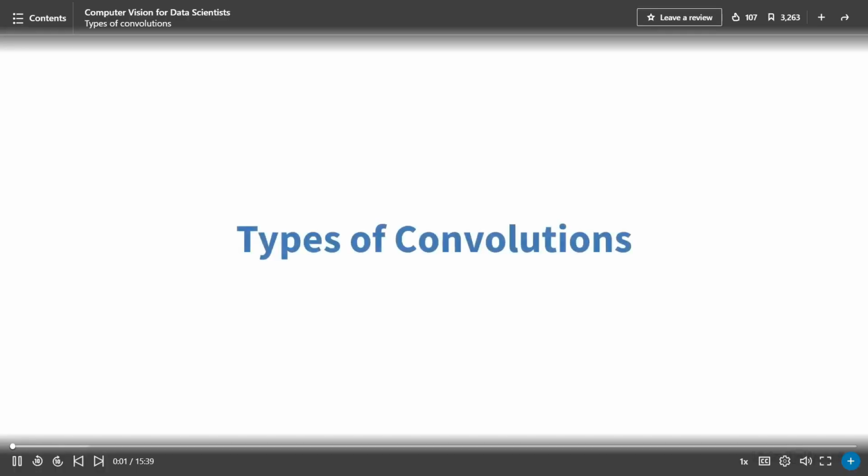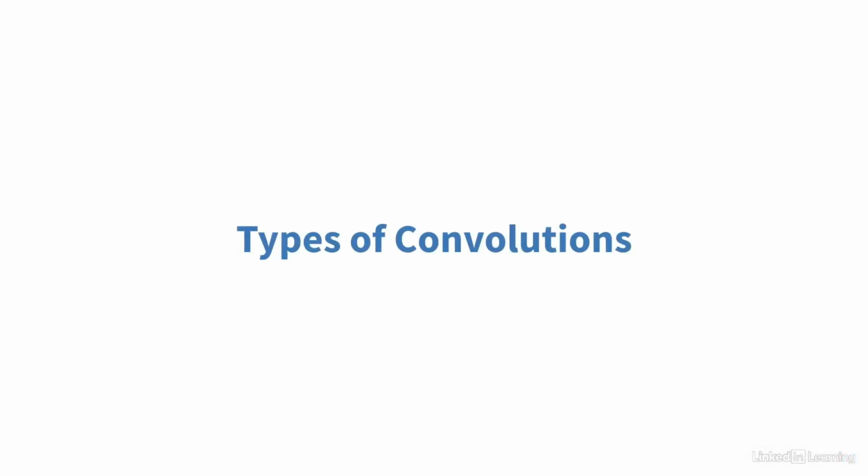There are several types of convolutions used in convolutional neural networks, each with unique characteristics that make them suitable for specific tasks or scenarios. Let's talk about some of the most commonly used types of convolutions.